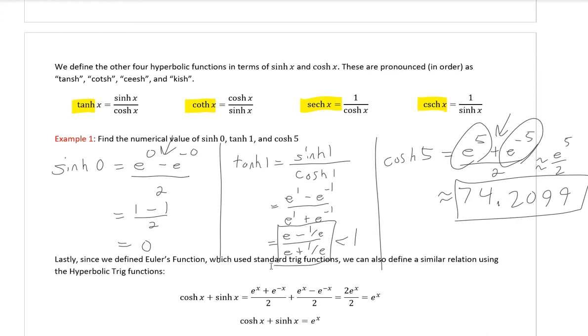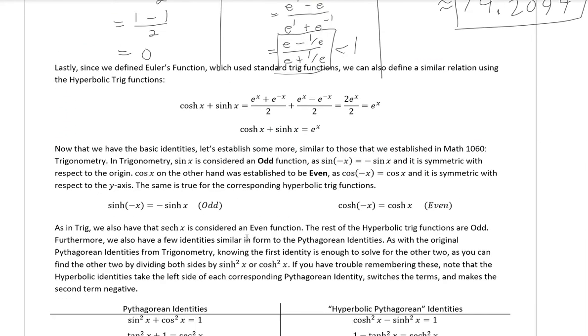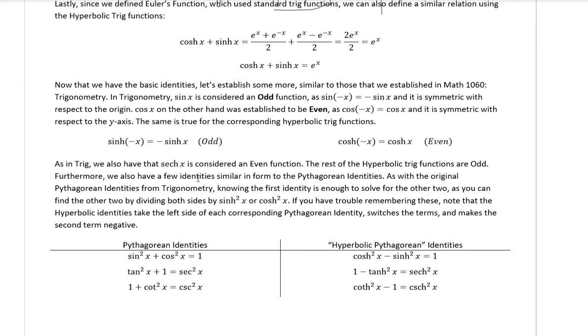So that would be how to use the actual formulas to find numerical values. Now what we're also going to use those formulas for is to calculate specific proofs. One of the first proofs we're going to keep in mind is something similar to Euler's function, which is what happens if we just put cosh and sinh together.